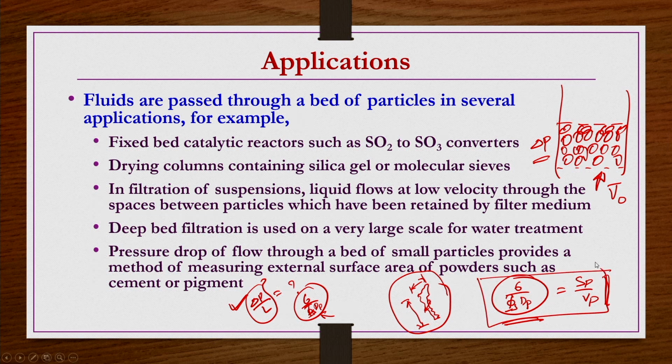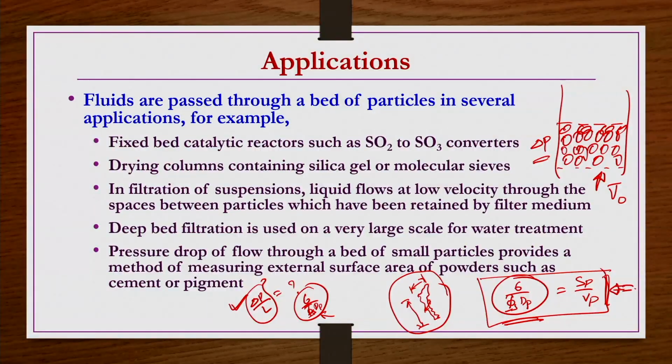irregular particle. So, this is how we can measure the external surface area of powders of such small, irregular particles like cement and pigment by using these flow through packed bed experiments. That is also possible. Indeed, we have seen this as one kind of application in one of the earlier lectures. Okay. So, this 6 by pi s dp is equal to Sp by Vp.